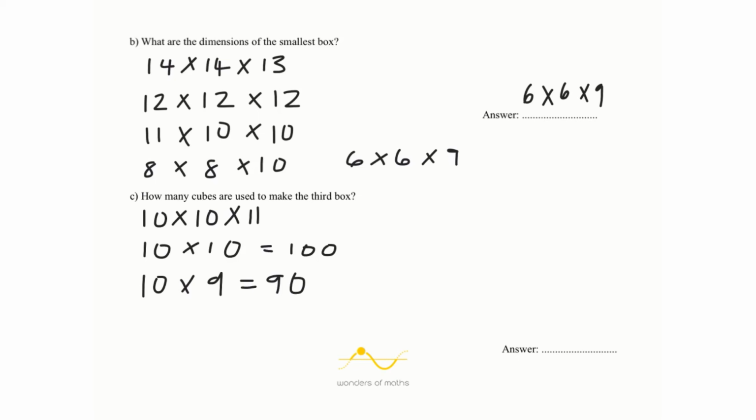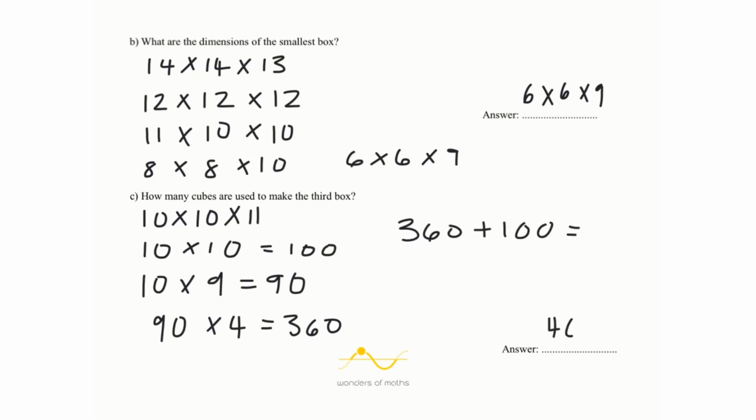Once we multiply this by 4, as there are 4 sides, all our corners will be accounted for. So 90 multiplied by 4 is 360. Our final answer will be the sum of the number of blocks for the sides and the base, so that's 360 plus 100, which gives us our final answer of 460 cubes.